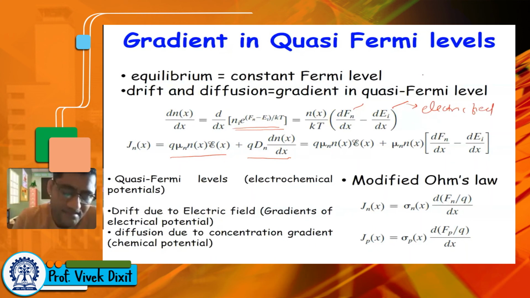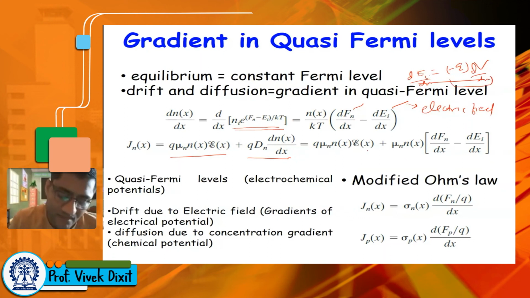because energy is minus Q times V. So Ei is basically the electron energy, right? It is minus Q times V, right? So the derivative d by dx of E will be minus Q dV by dx, right? So it will basically be Q times the electric field, right?